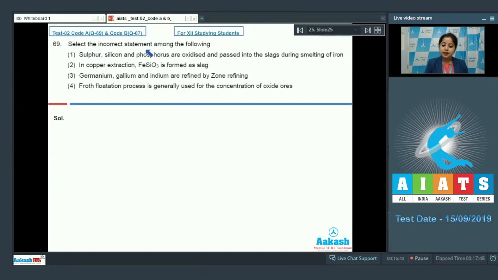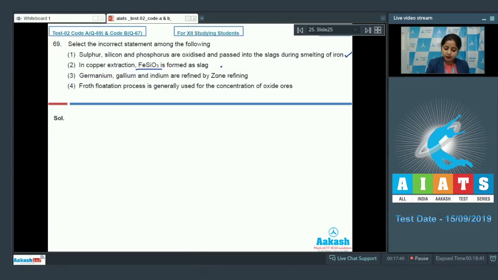Select the incorrect statement among the following. We are given 4 options and we have to analyze which is the incorrect statement among the 4. The first is sulfur, silicon, phosphorus are oxidized and passed into the slag during smelting of iron. Yes, this is the correct statement. The next is in copper extraction, FeSiO3 is formed as slag.